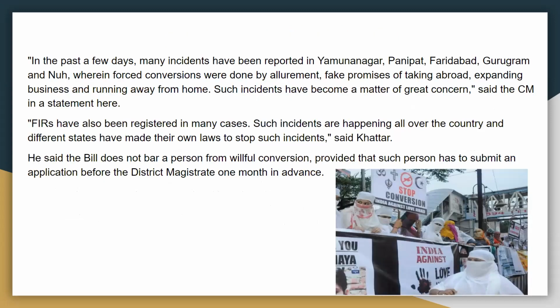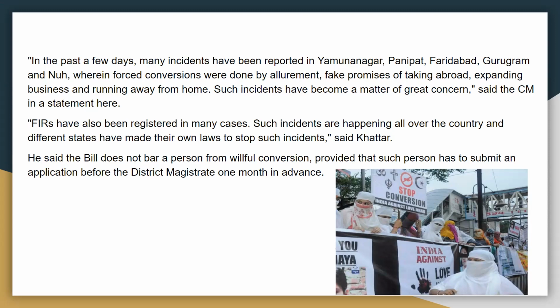And in his speech, he also cited some surveys. In the past few days, many incidents have been reported in Yamunanagar, Panipat, Faridabad, Gurugram, and Nuh, wherein forced conversions were done by allurement or by fake promises of taking people abroad, expanding business, and running away from home. Such incidents have become a matter of great concern, as said by the CM of Haryana. FIRs have also been registered in many cases, and he also says that this is not happening only in Haryana. It has happened in many states, and many states have made their own laws to stop such incidents, such as the Karnataka bill, the UP Act, and Chhattisgarh. They have also introduced such bills in order to stop such incidents.